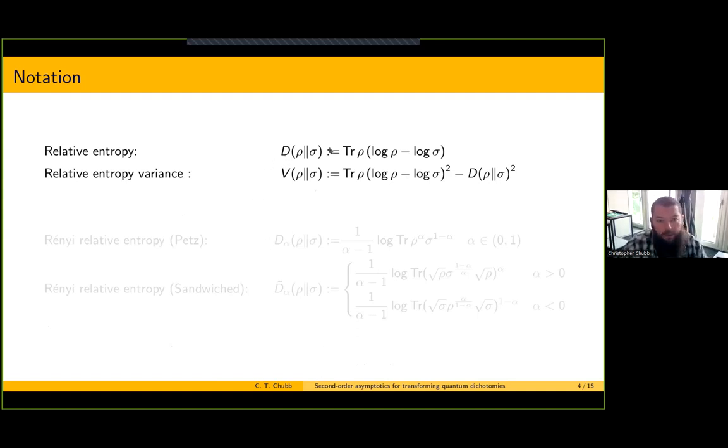Okay, some basic notation, which I suppose is probably going to be familiar to most of you. I'm going to use the relative entropy a lot. It's defined like this. I'm also going to use the relative entropy variance, which is maybe less commonly used, which is like a second order version of this quantity, right? This quantity is like the average of this expression here, and this is like a variance of it.